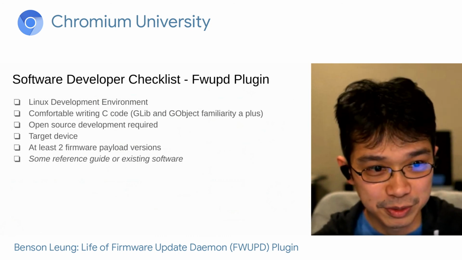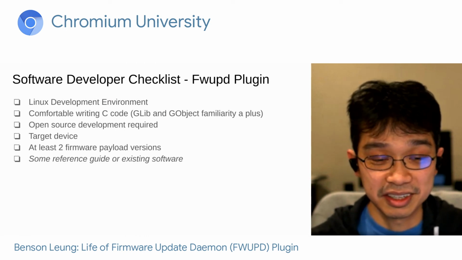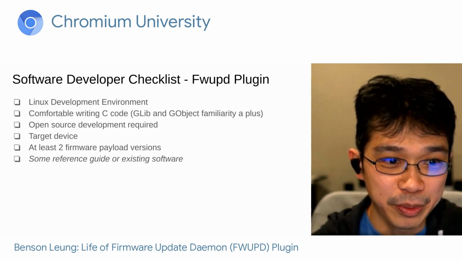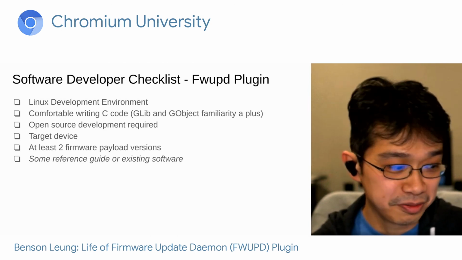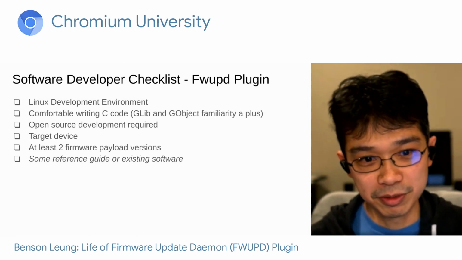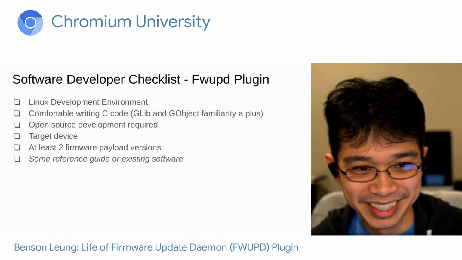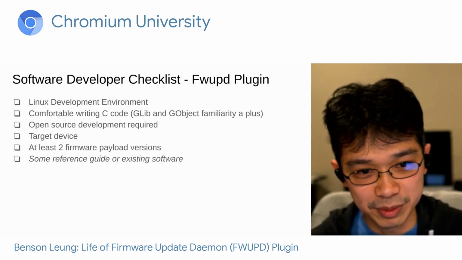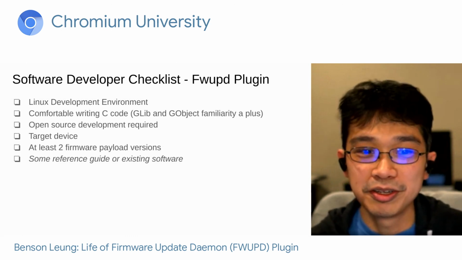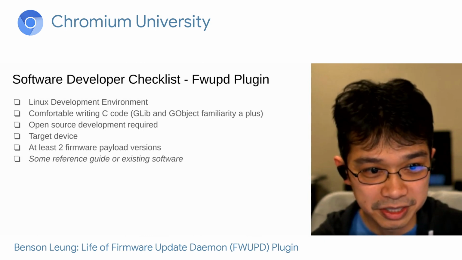You have to be comfortable writing in C, with glib and gobject familiarity a plus. The Fwupd project is written in C, so make sure that your software engineers are ready for that. And open source development is required. So be prepared to provide pull requests to Fwupd's GitHub. No private code, no drops just for Chrome OS or Chromium OS without going through the maintainers of Fwupd. Any code you write and share must be shared back with them. You want to keep them in the loop as early as possible so that they can steer you back in the right direction if your design has issues.